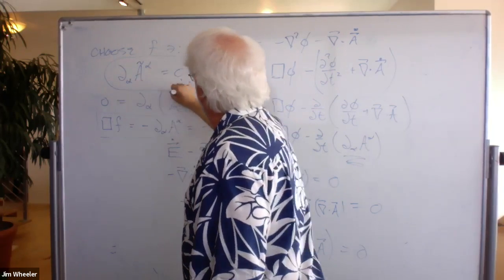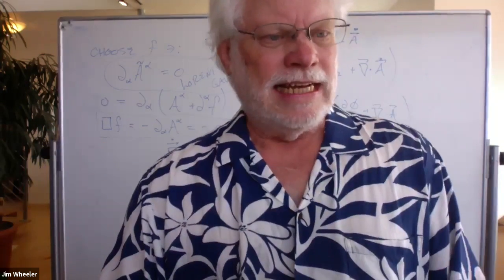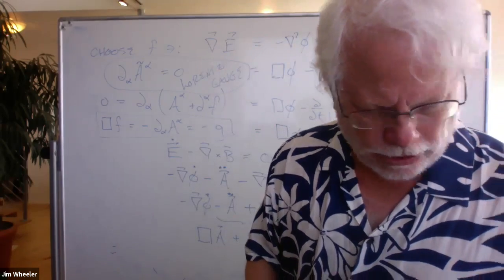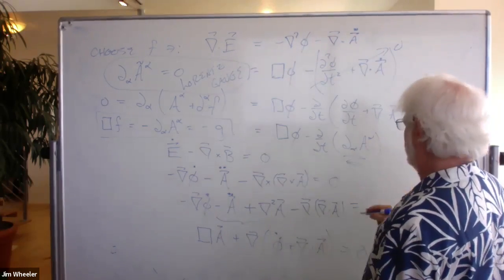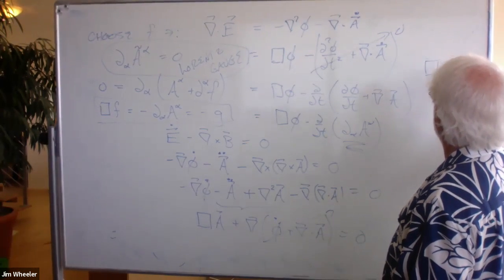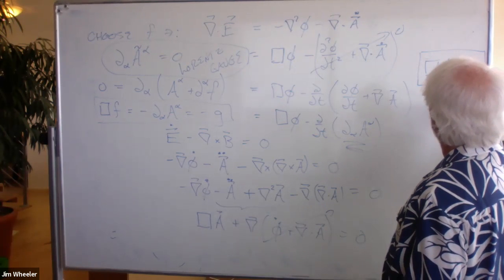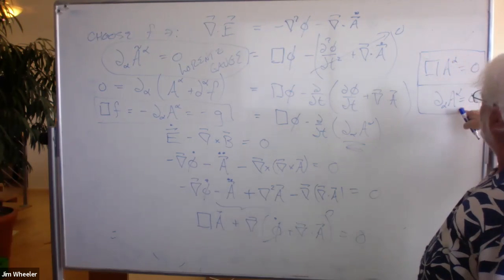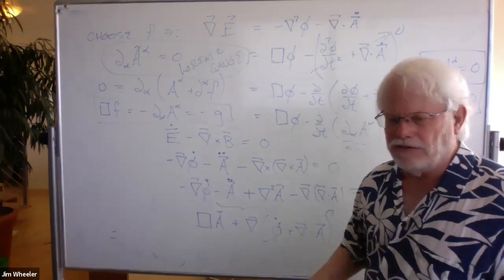All right, that right there is the Lorentz gauge. So we're going to choose the Lorentz gauge. And in the Lorentz gauge, that stuff goes away and this stuff goes away, and we have box of A alpha equals 0. And d alpha A alpha equals 0. So this is a gauge condition, and imposing it makes a very simple wave equation out of Maxwell's equations.